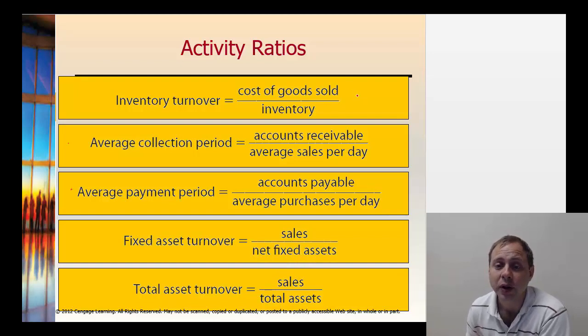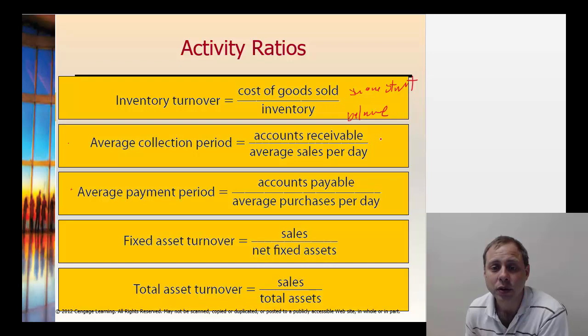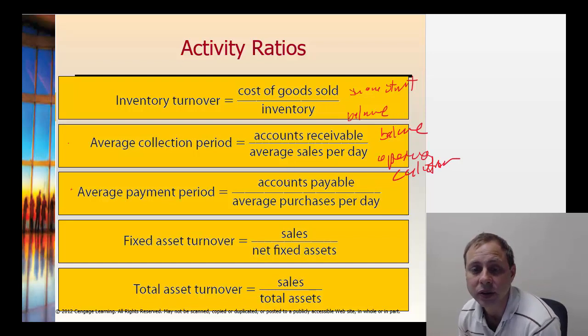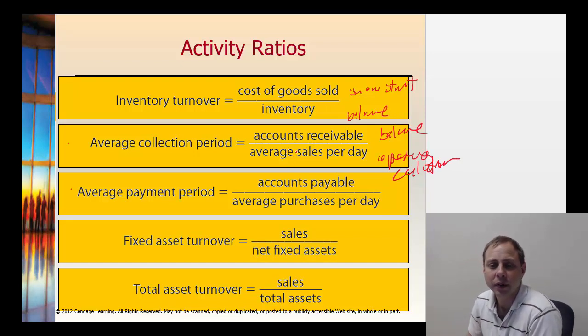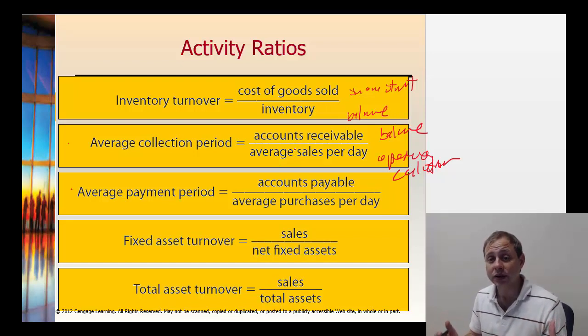So let's go through these really quickly. Cost of goods sold, income statement, over inventory. Inventory is usually on the balance sheet. Accounts receivable is a snapshot in time, so that is on the balance sheet. Sales per day is an operating calculation. That one you're going to have to just come up with. It's not necessarily on the income statement per se, but you can calculate what your total sales are over a time period.